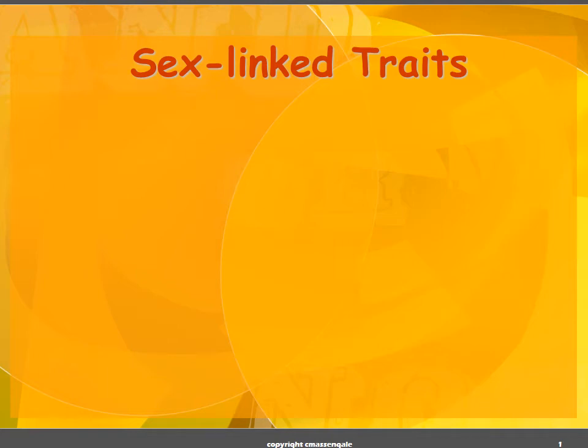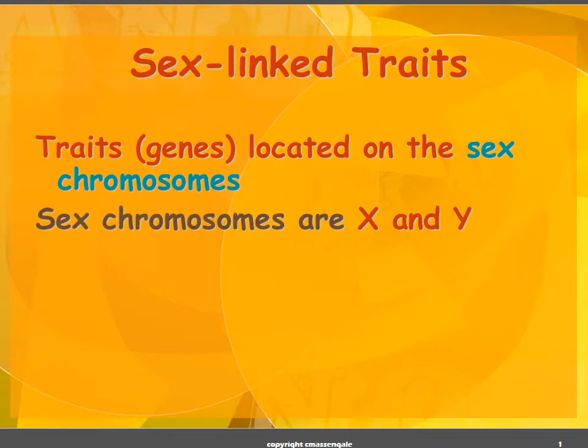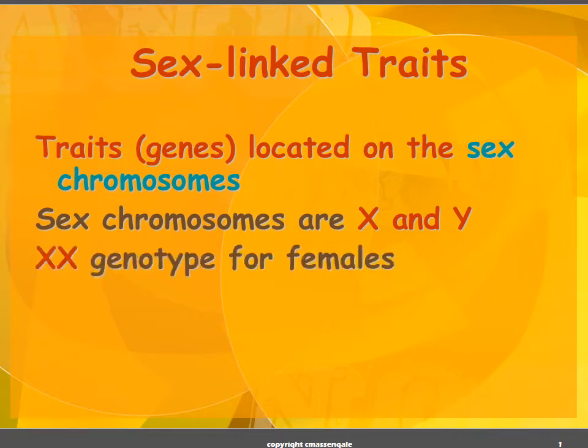In this lecture, we're going to be talking about sex-linked traits. So traits which are linked to a particular sex. These traits or genes are located on the sex chromosomes, and that's why we call them sex-linked traits. Remember that the sex chromosomes are X and Y, where the genotype for females, certainly in mammals, is going to be XX, and the genotype for males is XY.